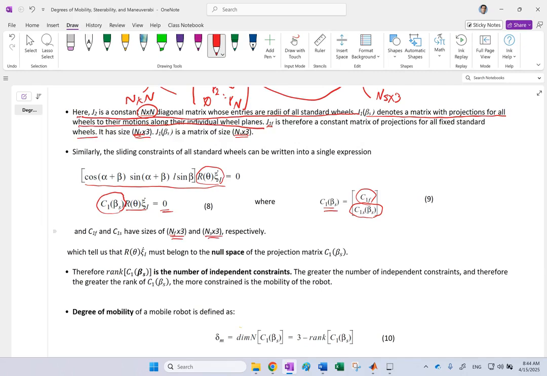Good. Now let's look at this equation 8. This is an interesting equation. What does this equation say? It says this velocity here, which if you remember was xi dot r, the velocity in the robot attached frame or robot frame, times this matrix should be equal to 0.